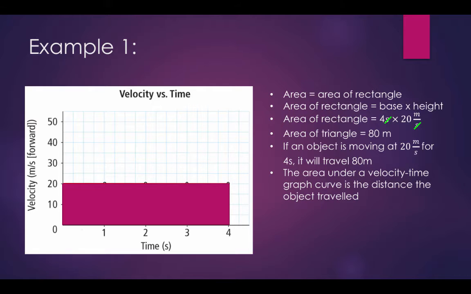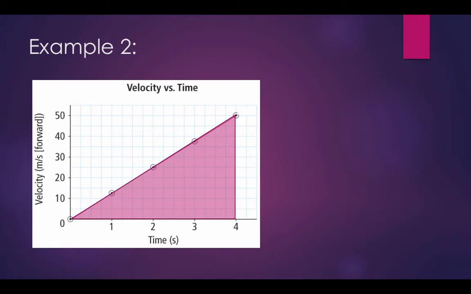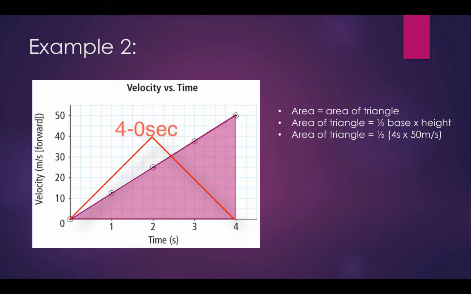Let's go back to our first velocity time graph for our second example. This graph is a triangle. To calculate the area, we will need the area of a triangle formula. The area of a triangle is 1/2 base times height. In this example, it's 1/2 times 4 seconds times 50 meters per second. 4 seconds is 4 minus 0, and 50 meters per second is 50 minus 0 meters per second.